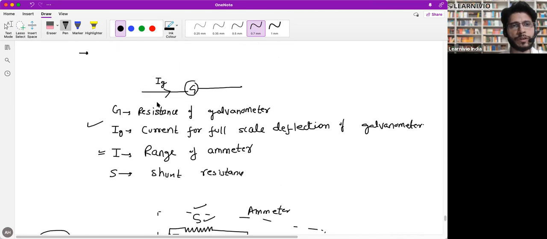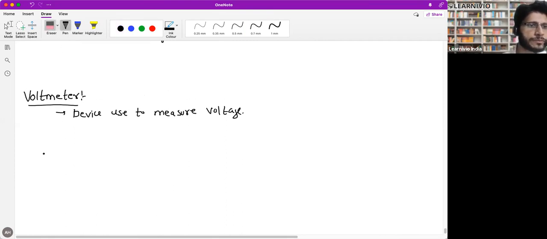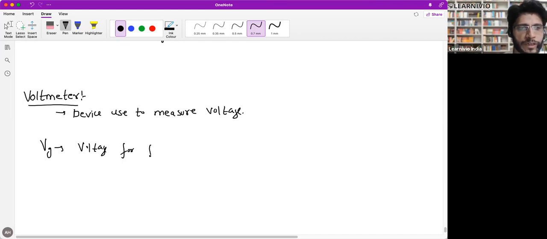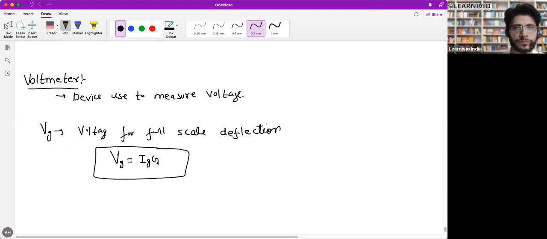See, the rest of the parameters are same. For voltmeter, we use a few new parameters. The one is VG, which is voltage for full scale deflection. VG is IG multiplied by G. Voltage for full scale deflection, which is IG. Another is V, which is range of voltmeter.